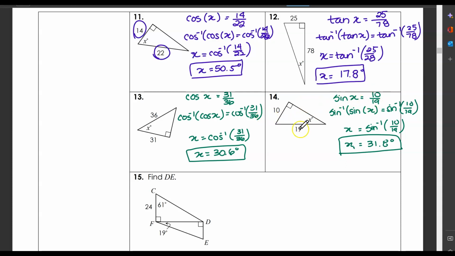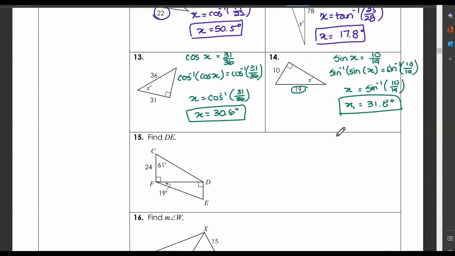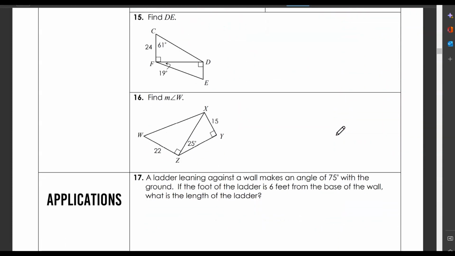For number 14, we have sine of x, right? 10 over 19, right? Because notice that this is our hypotenuse there. So that's the best trig ratio to use. We're going to go ahead and take the inverse on both sides, and we end up with x equals 31.8 degrees.